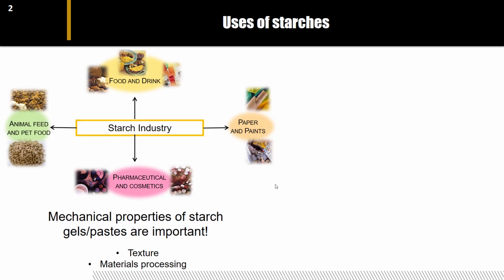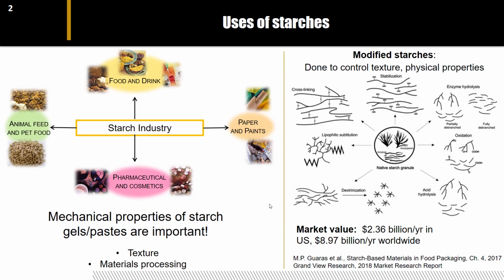So starches are found everywhere in our daily lives, such as our food and drink, as well as animal feed and pet food. But they're also found in several industries, such as pharmaceuticals, as well as paper and paints. Now, in all these applications, the mechanical properties of starch gels and pastes are very important for their functionality. They determine how we perceive texture in food, but they also are very important in materials processing for these other industries. Just to give you an idea how important the mechanical properties of starches are, there's actually an industry out there whose entire job is to take native starch granules and chemically modify them for the sole purpose of modifying their physical properties, such as their mechanical properties.